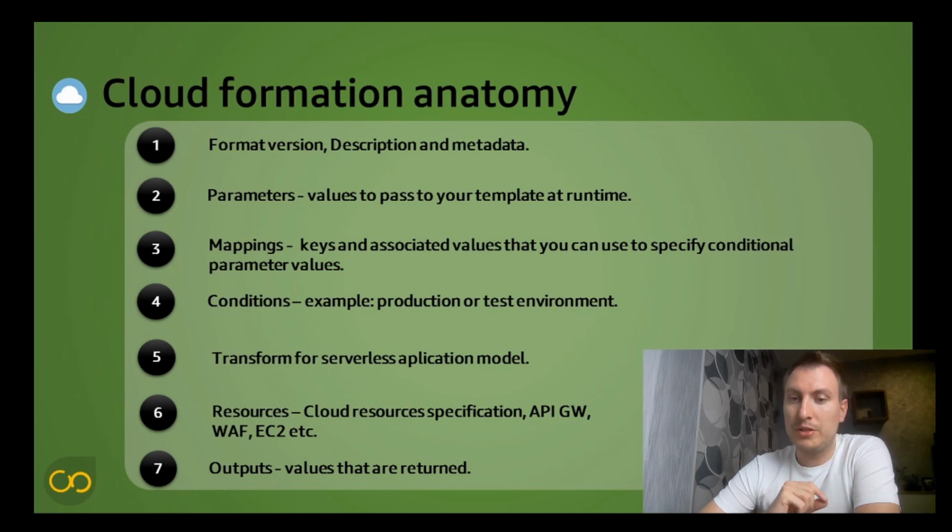Resources are the cloud resources that you will create in your code, such as API Gateway, web application firewall, EC2 instance, blob storages, and Simple Storage Service like S3. And the last part is outputs, which are the values that are returned after your template or stack is completed and basically deployed. The values contain, for example, the newly created ID of your virtual private cloud. Very useful, and because it's lots of fun, we should deep dive. So let's go together and have some fun.